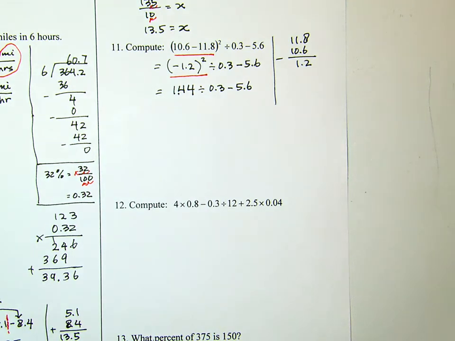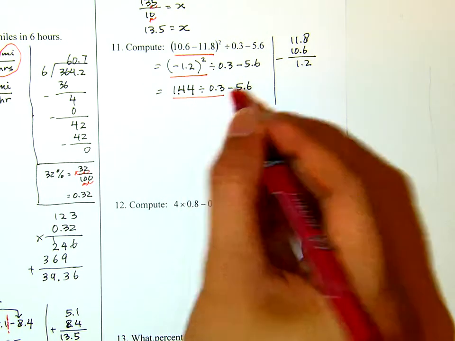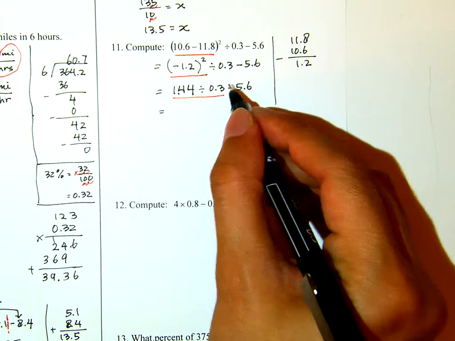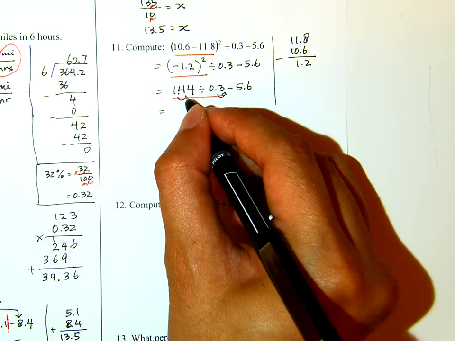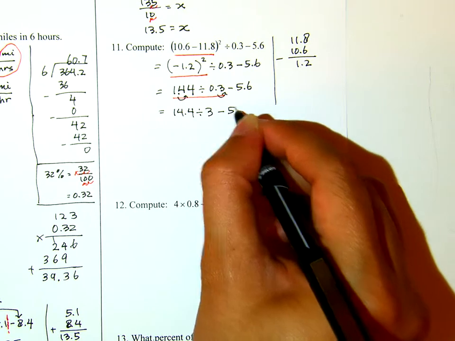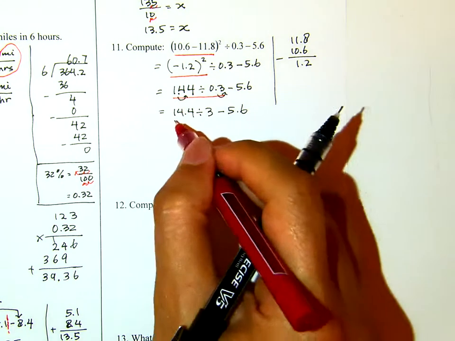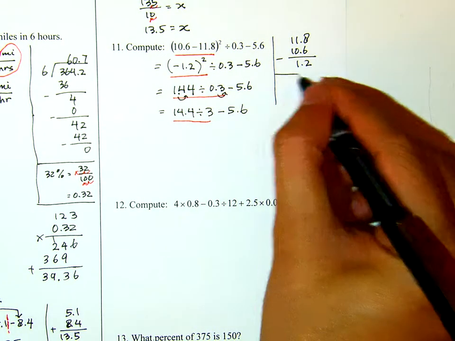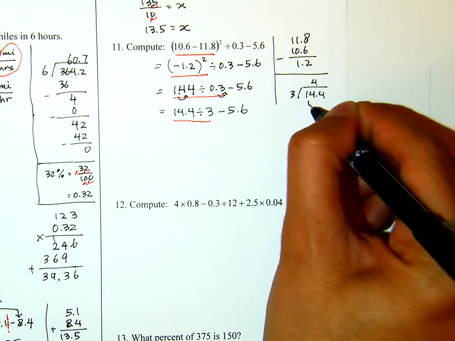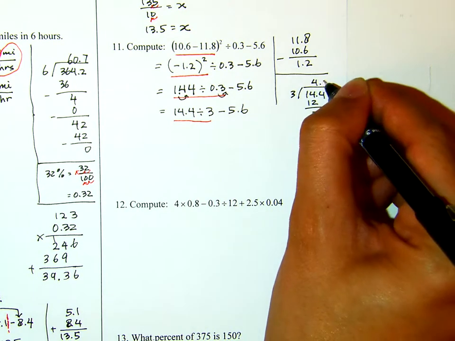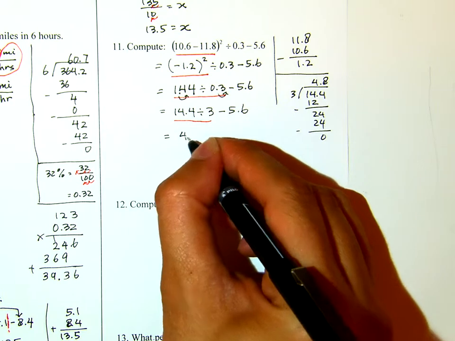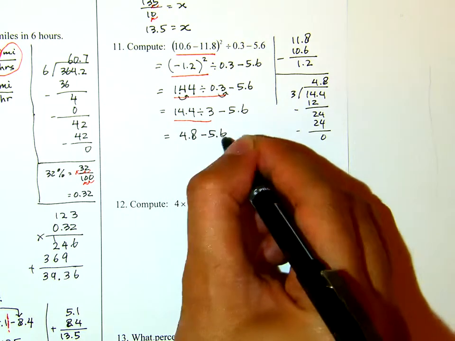Then the next thing I will do is to divide. Because I divide by a decimal number, I will first move the decimal points to make it a whole number. I will move it once to the right, I move it once to the right, and rewrite 14.4 divided by 3 minus 5.6. Okay, continue with the division. Let's see, 14.4 divided by 3 gives me 4 for 12, 8 for 24. Therefore, this will be 4.8 minus 5.6.